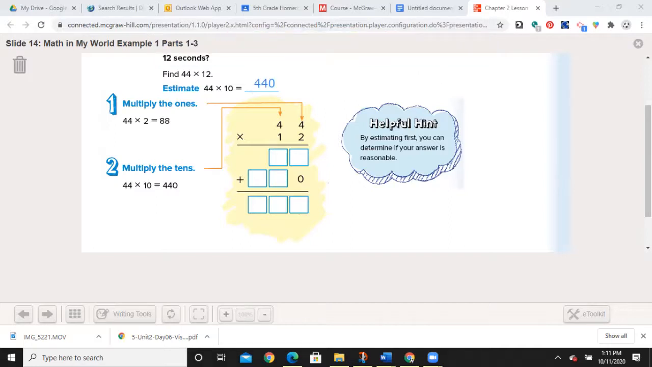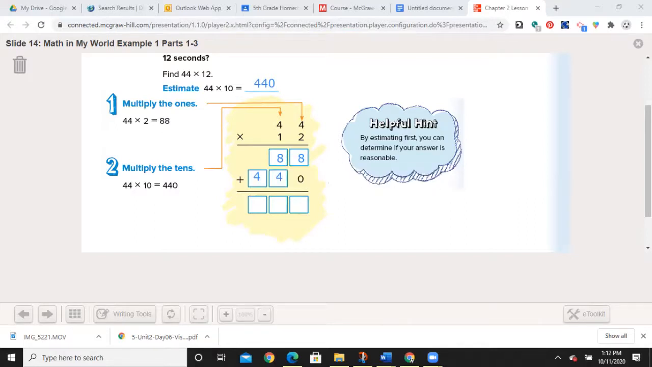I'll start by multiplying by the ones. 4 times 2 is 8. And 4 times 2 again is 8. Make it easy for us today. This 1 doesn't mean 1, it means 10. So I multiplied 44 times 1 times 10, so that's where that 0 comes from. And now 4 times 1, and then another 4 times 1.